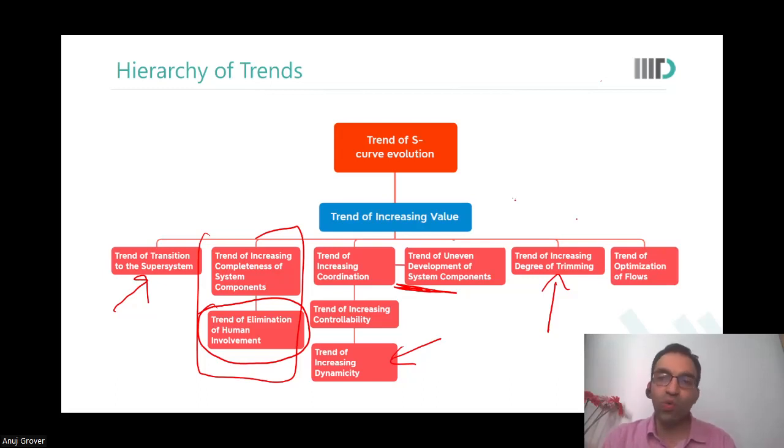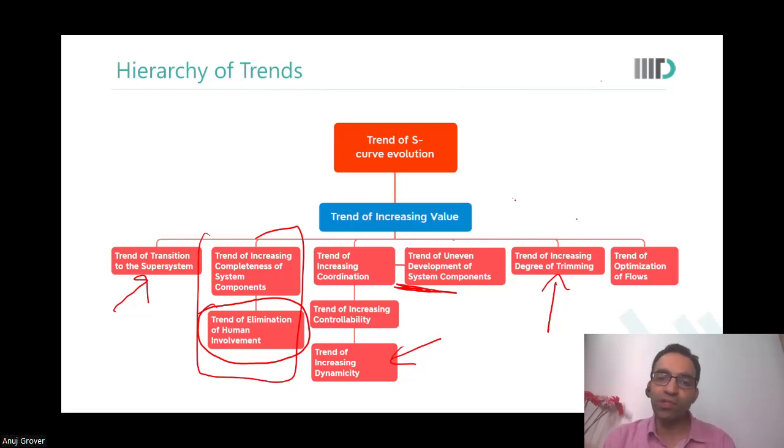What it says is that you want to reduce cost. See, once the functionality becomes constant, once you are in stage 3, the only way to increase your profit margins is by reducing the costs. So you have to trim components. So the trend of increasing degree of trimming will naturally be there.